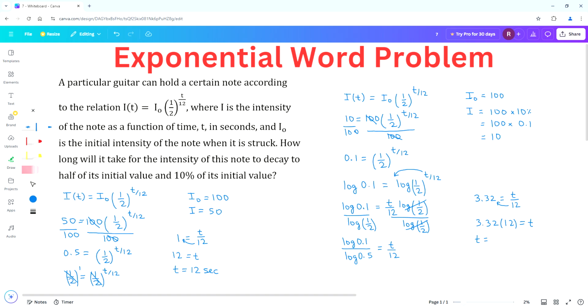I get 39.86, and the unit is seconds. So the note will decay to 10% of its initial value in 39.86 seconds, or almost 40 seconds. This should be the final answer for the second part. So these are the steps you have to keep in mind to solve a problem like this one.